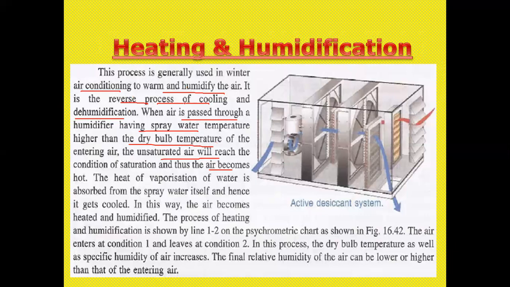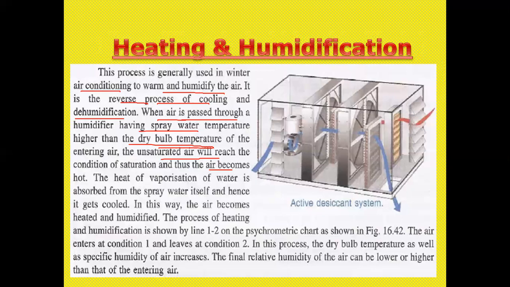When the air is passed through the humidifier having spray water temperature higher than the dry bulb temperature of the entering air, the unsaturated air will reach the condition of saturation and thus the air becomes hot. The heat of vaporization of water is absorbed from the spray water itself, and hence it gets cooled. So in this way, the air becomes heated and humidified. The process of heating and humidification is shown on the psychrometric chart. The air enters at condition 1 and leaves at condition 2.